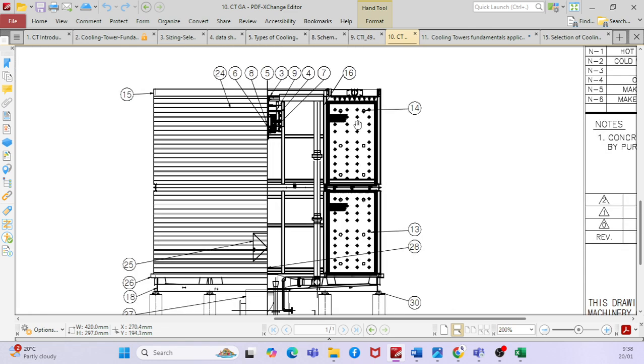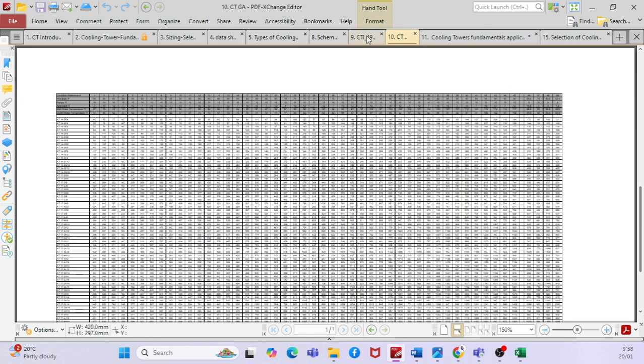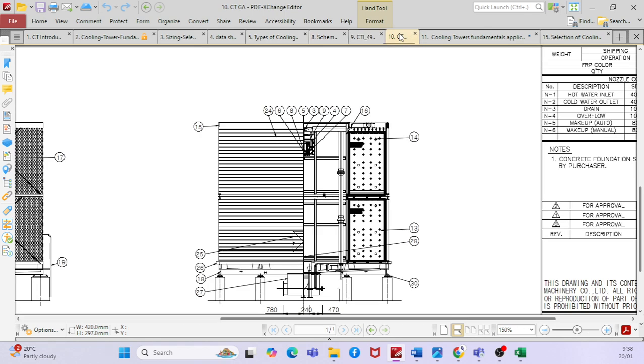You can say the fill. So when the water is divided into more particles, then it is easy to cool. Then your air will be passed through the fill. So this is called cross flow, right? This is the same selection.